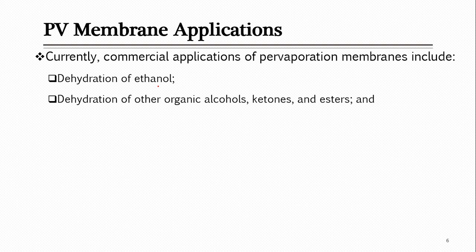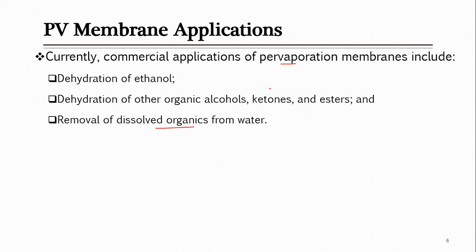Then there is dehydration of other organic alcohols. This is ethanol, but if you have propanol, methanol, ketones, or esters, water can also be removed from those hydrocarbons. And then there is removal of dissolved organics from water. In this application, water is in large amount. If some small amount of hydrocarbons or organics is there along with water, those can be removed with the help of pervaporation membranes.